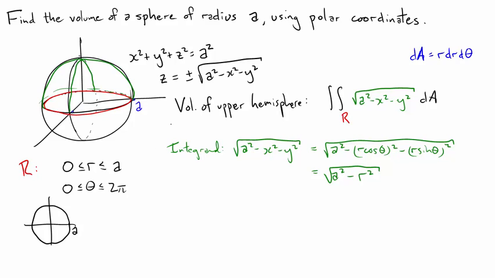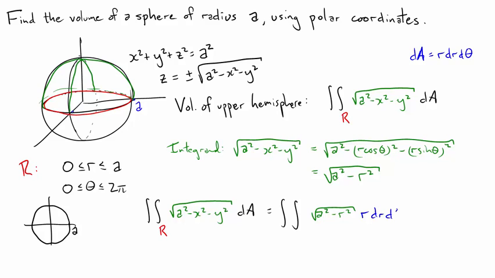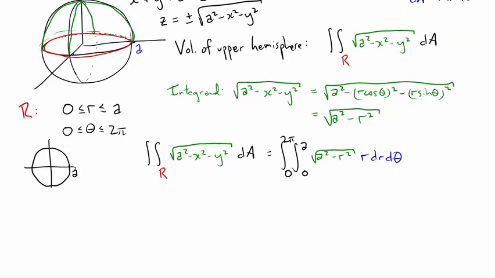So this double integral here becomes the double integral of the square root of a squared minus r squared times r dr d theta, where r ranges from 0 to a and theta ranges from 0 to 2 pi. Now to evaluate this, we're first going to integrate with respect to r, and we see that r appears here as a factor and then also under this square root.